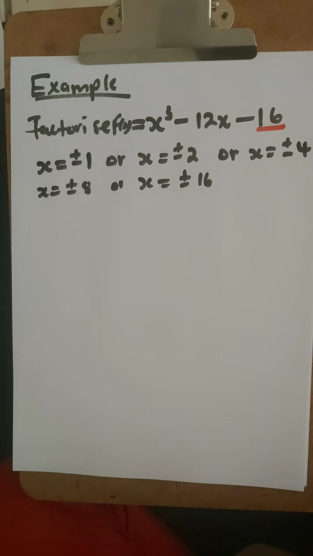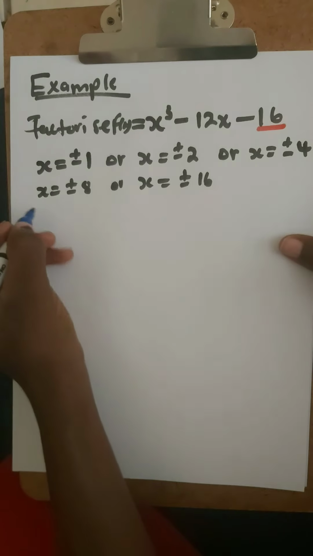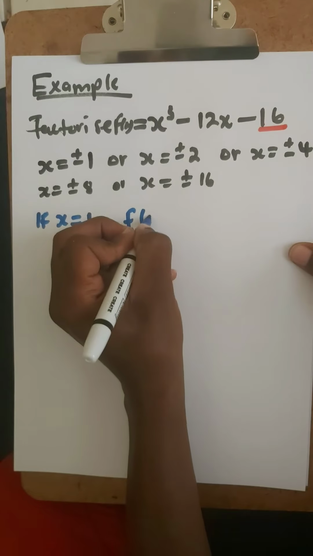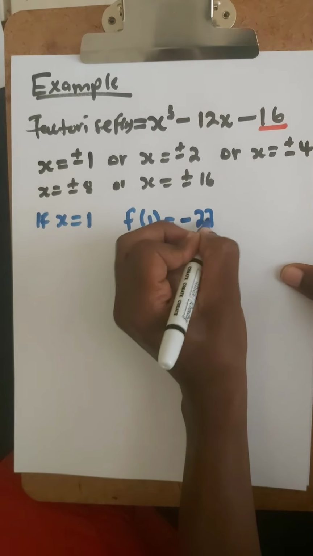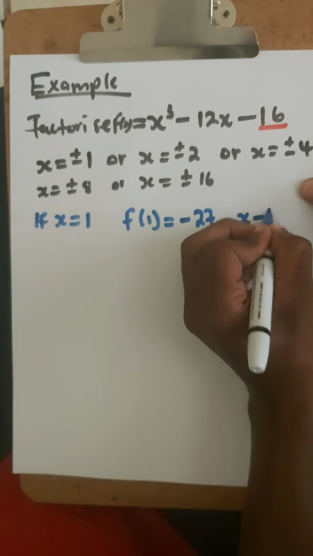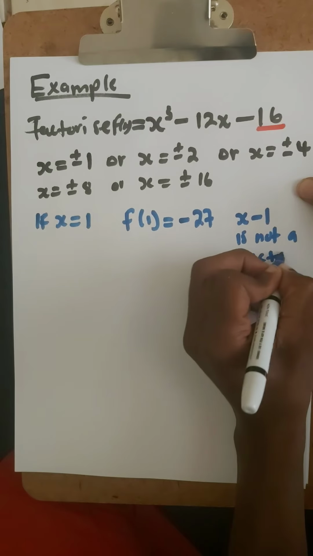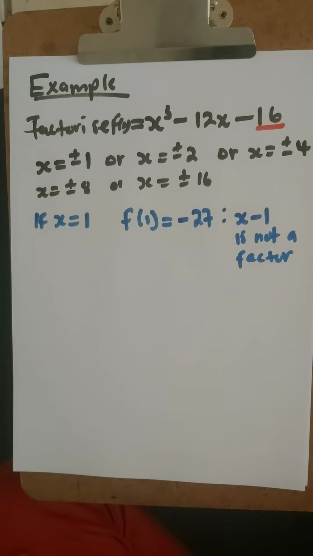For example, let's take x equal to 1. If x is equal to 1, we substitute it into the function. We get minus 27, so there's a remainder. Therefore x minus 1 is not a factor.